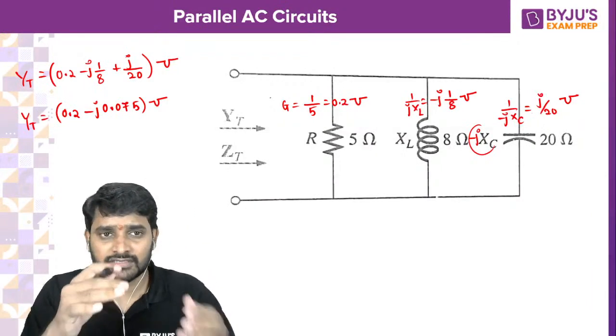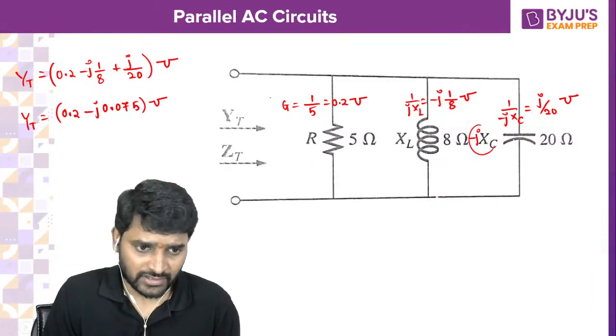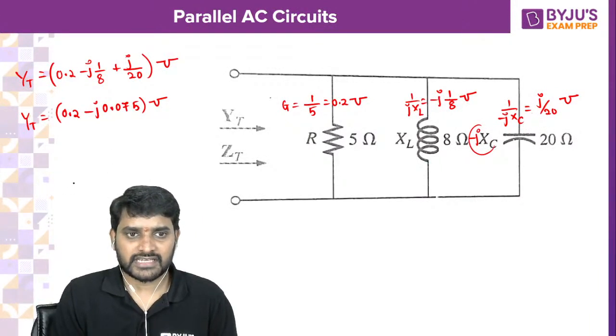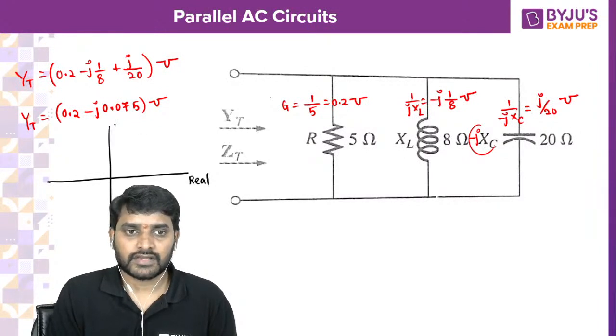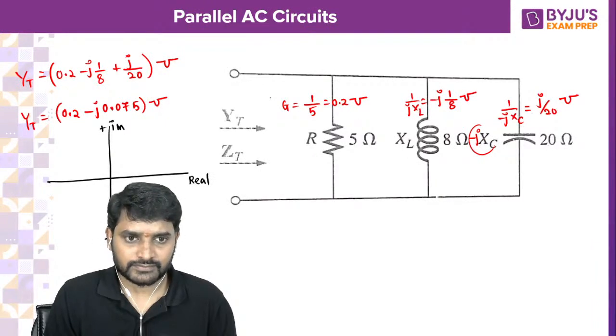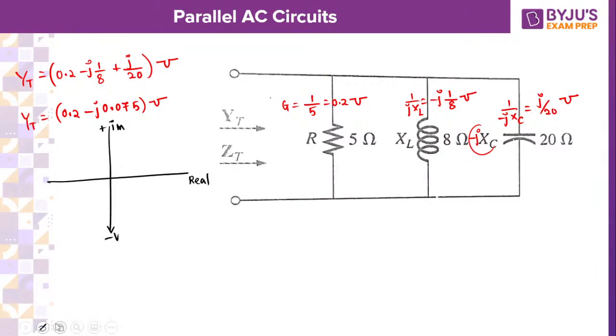If you want to draw the admittance triangle, you can draw it also. Take up the reference I'm taking here: the real term, imaginary term, positive imaginary term, negative imaginary term. Now, G will be here. This is G, so let me take G as 0.2. Next, I have got inductive susceptance. The inductive susceptance is 1 by 8. 1 by 8, how much is it?